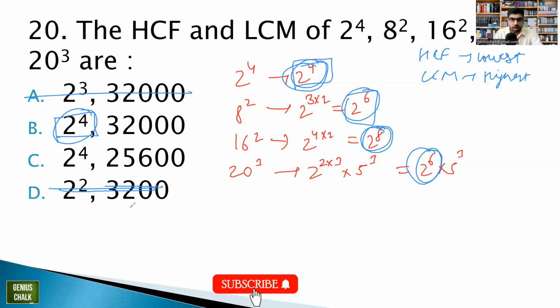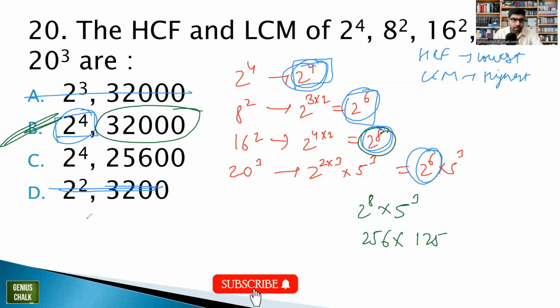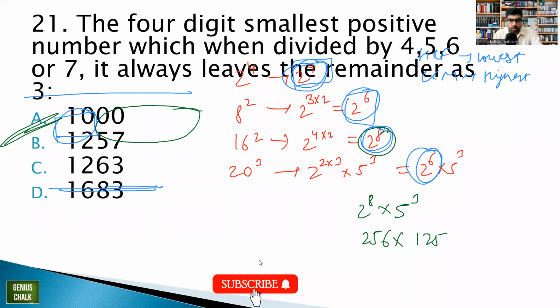Now for LCM, take the highest power of all. So the highest power of 2 is 2 to the power 8. The highest power of 5 is 5 to the power 3. So 2 to the power 8 is 256, and this is 125. 125 times 256, if you solve, you will get 32,000, and that is going to be my answer, right? So again, a good question.